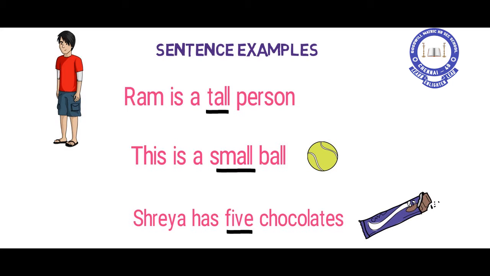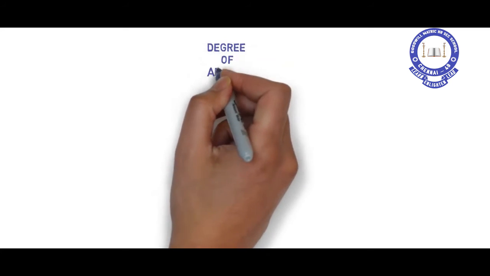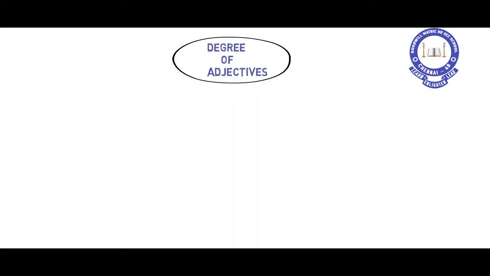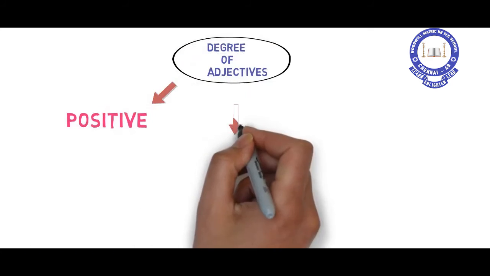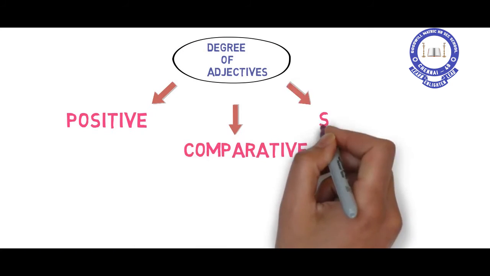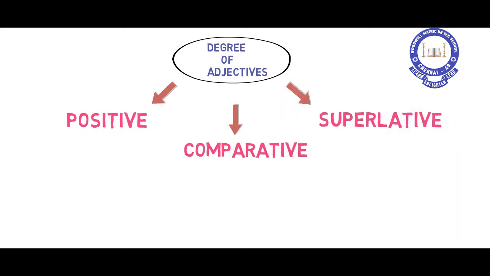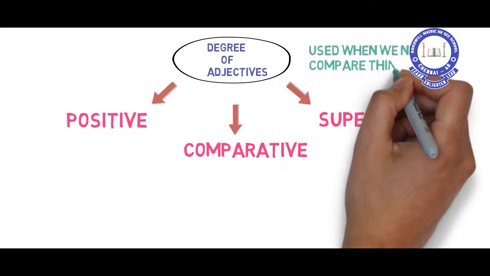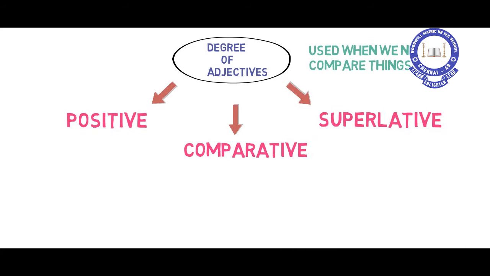Okay. Let's look into the degrees of comparison that adjectives have. So you all have studied in your previous class, right? What is an adjective and the degrees of comparison? Adjectives have 3 degrees of comparison, right? They are positive, comparative and superlative. Okay, so why do we need degrees of comparison, children? Yes, it is used when we need to compare things.